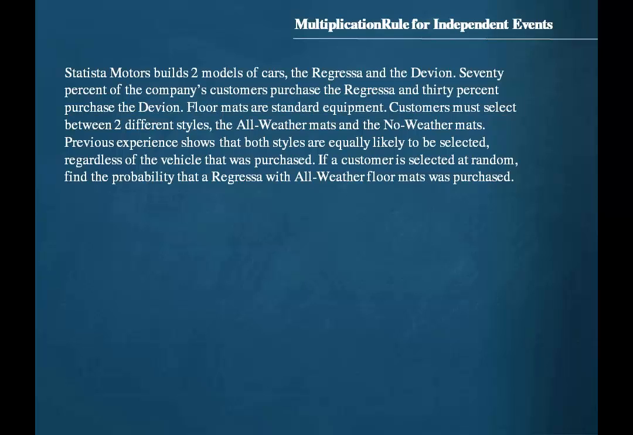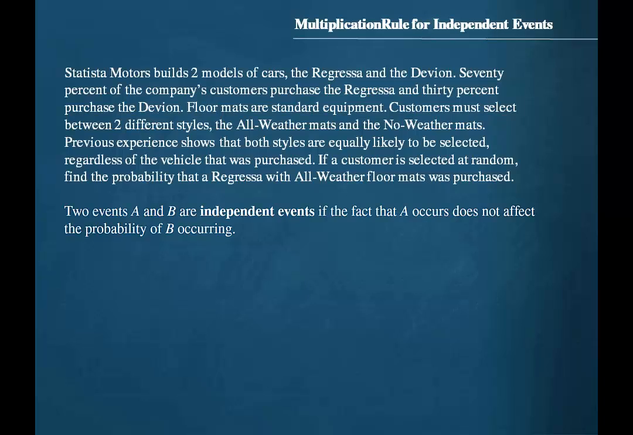If a customer is selected at random, find the probability that a Regressa with all-weather floor mats was purchased. Two events, A and B, are independent events if the fact that A occurs does not affect the probability of B occurring. We are told that both types of mats are equally likely to be selected regardless of which model is purchased, so the probability that an all-weather mat would be selected is 0.5.